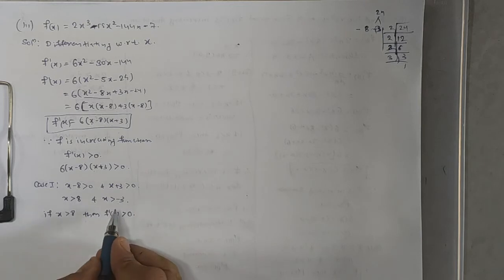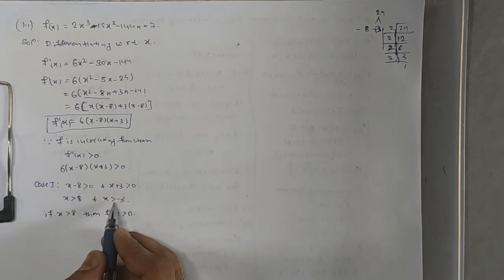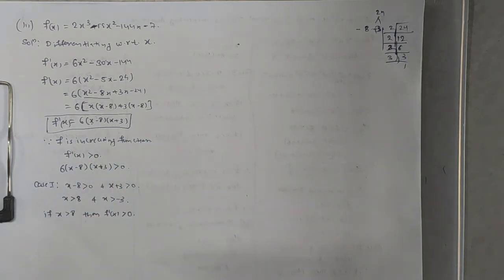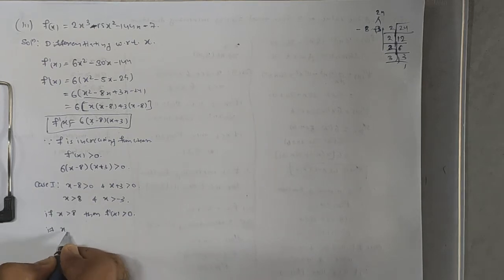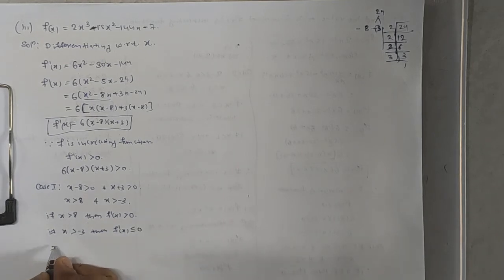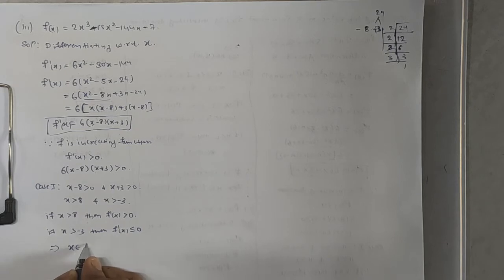So if taken 3, suppose x is greater than minus 3 will be 3. So 3 minus 8, minus 5. 3 plus 3, 6. Minus 5 into 6, minus 30. Minus 30 into 6, minus 180. So this will be negative. If x is greater than minus 3, then f dash of x would be less than or equal to 0. This implies x belongs to only, this is true, so 8 to infinity.